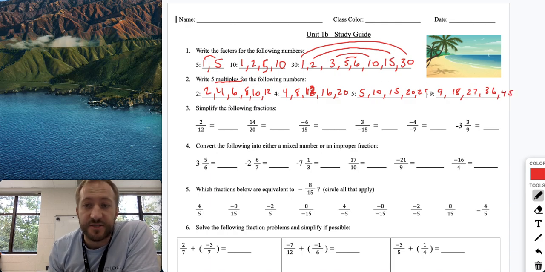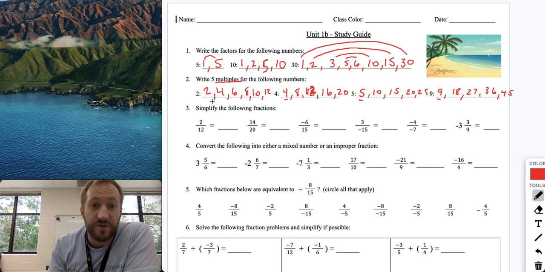Notice how all of these start with the number that was given. The multiples of 9 start with the number 9. The multiples of 5 start with the number 5. The multiples of 4 start with 4, 2, and 2. That's because every time we think about multiples, we're thinking about multiplying. I could multiply all these numbers by 1, and that's why I start with the number itself. 2 times 1 is 2, 4 times 1 is 4, and so on.